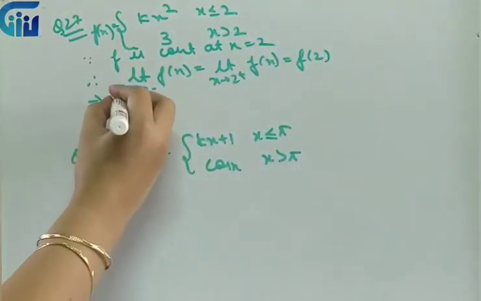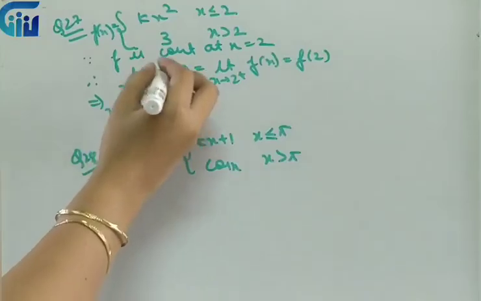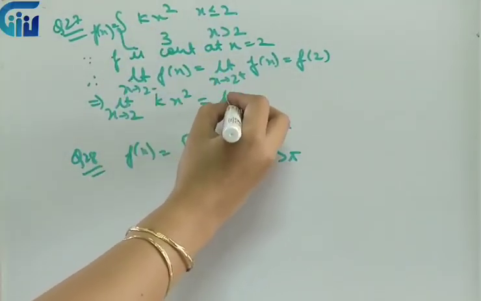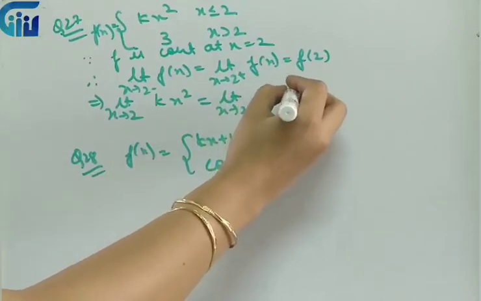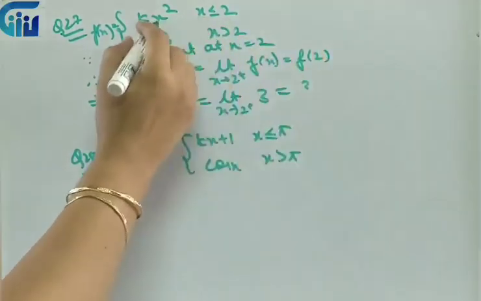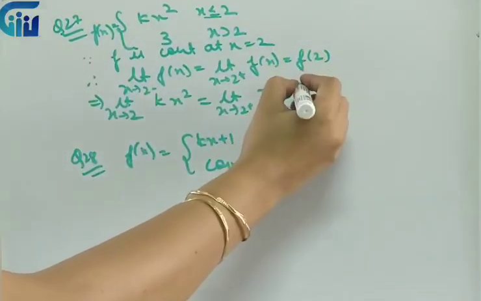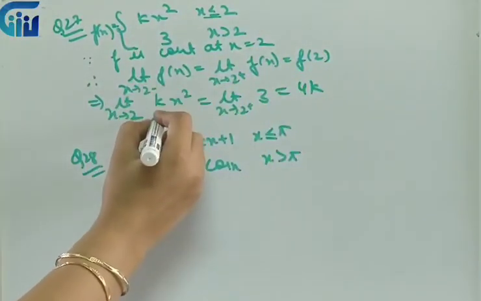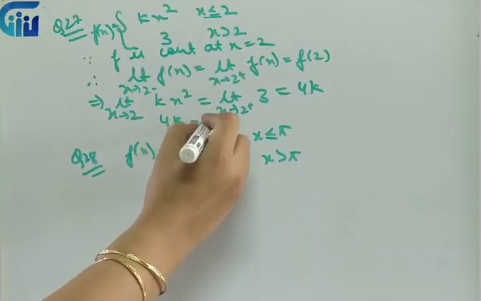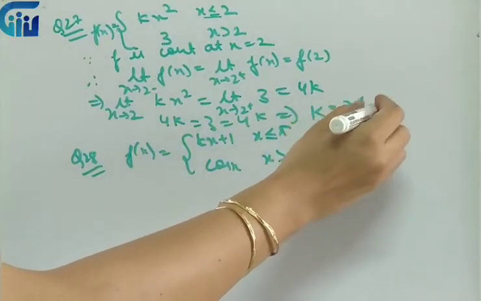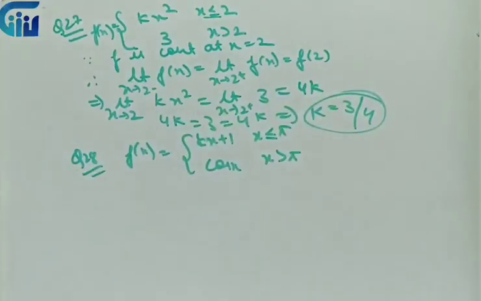So if I see the left hand limit, what will I get? Less than, it is kx square. Then extending to 2 plus, it will be 3, and this will also be, if I put the equal to sign here, if I put x as 2, it will be 4k. So from here I will get 4k is equal to 3 is equal to 4k. So what will be k? k will be equal to 3 by 4, right? So this is how we have to present a question.